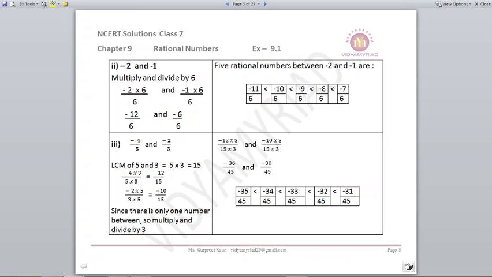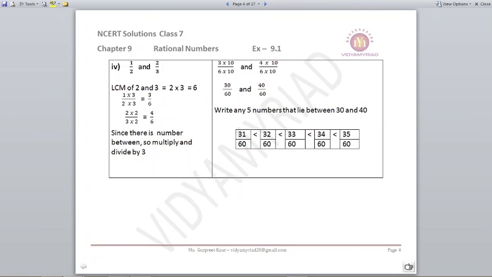Now the denominator is the same. What is lying between -12 and -10? Only one number, that is -11. So we need to further multiply to make more room. Here I am multiplying with 3. Multiply and divide both the fractions by 3. We get -36 upon 45 and -30 upon 45. Now the denominator 45 is the same. Between -36 and -30 I can find 5 numerators, that is -35 upon 45, -34 upon 45, -33 upon 45, -32 upon 45 and -31 upon 45.